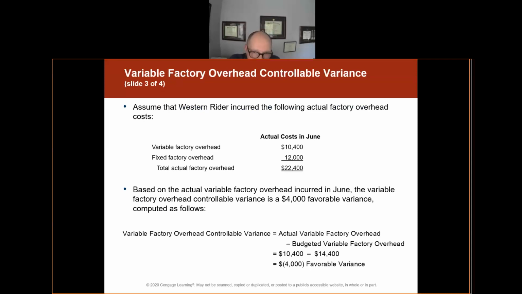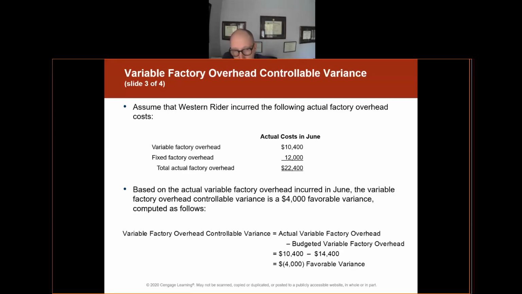So looking at our example, let's assume that our actual cost in the month of June for variable factory overhead was 10,400, and our fixed factory overhead was 12,000. Gets us to an actual factory overhead of 22,400.